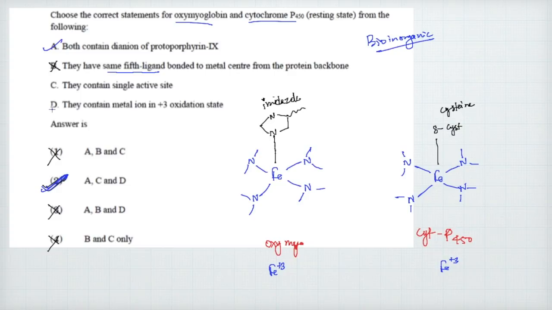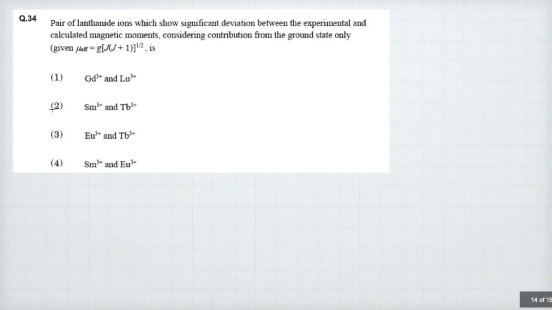All right, let's go to the next question. It says: the pair of lanthanide ions which shows significant deviation between experimental and calculated magnetic moment, considering contribution from the ground state only. If you have watched my free classes on Unacademy, I have a course on lanthanides and actinides, where I explained all the properties and the exceptional cases. This question was directly from there, so if you know that, you could have answered this.